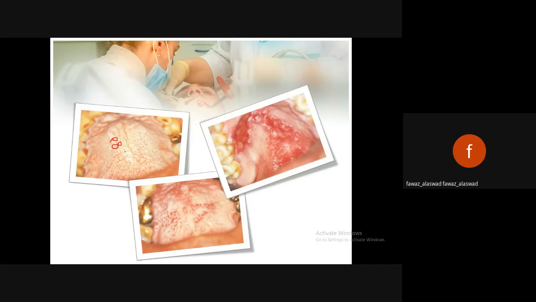And it is represented at the early stage as a pinpoint hemorrhagic area. Then after that, it enlarges in size and is associated with a whitish area. Sometimes it may be associated with a red erythematous area. In denture stomatitis, or sometimes fungal infection or herpetic infection or systemic lupus erythematosus may be associated with that.